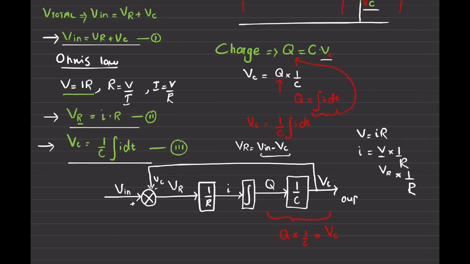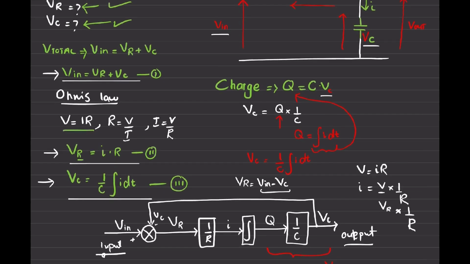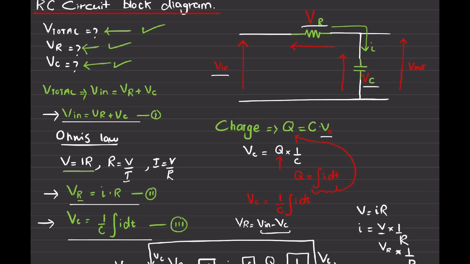Just remember that this is our output, because we are having an output across a capacitor, so always make sure that you are giving the right outlet for your output according to the circuit diagram that's been given to you, and this would be our input section, and that's our output section. So guys, that's how easy it is to draw the block diagram for a very simple electronic circuit.